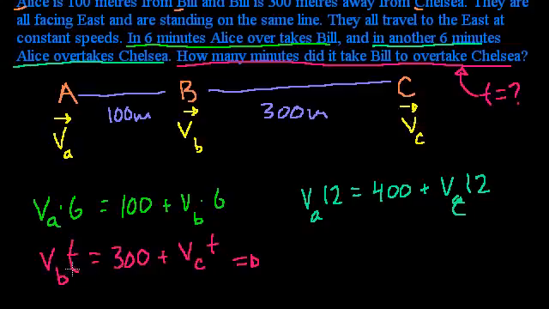And then in t minutes, and that's what we're going to have to solve the problem for, B is going to have to travel 300 meters more than Chelsea right there. And we need to solve for t. So let's just solve for t. So what do you get?